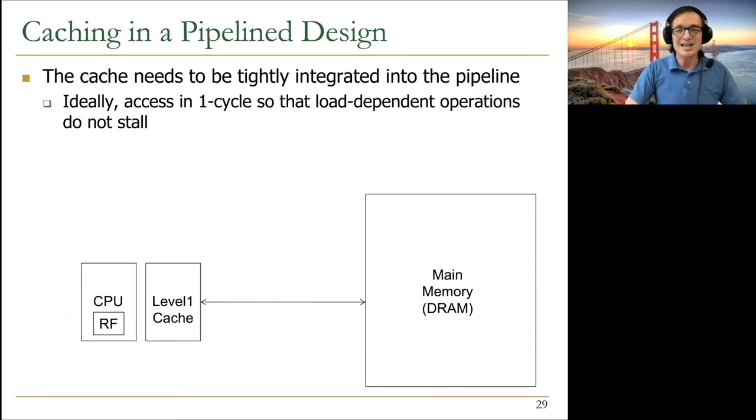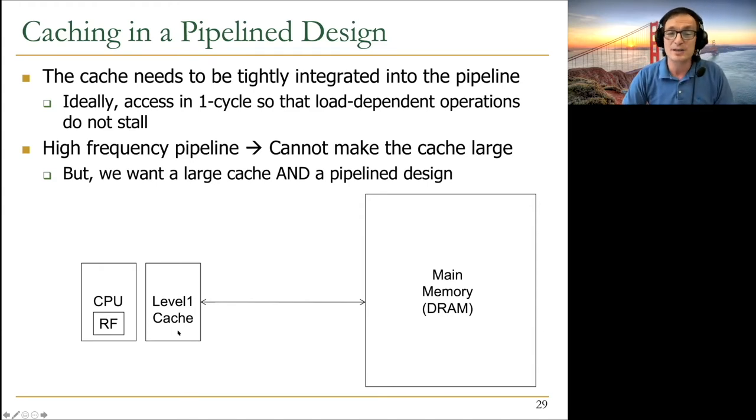Okay, so caching in a pipeline design. I mentioned this earlier, but the cache needs to be tightly integrated into the pipeline. Ideally, you want access in one cycle so that load-dependent operations do not stall. So the level one cache is very tightly integrated. But in a high-frequency pipeline, you cannot make the cache large, basically. But you want a large cache and a pipeline design at the same time.